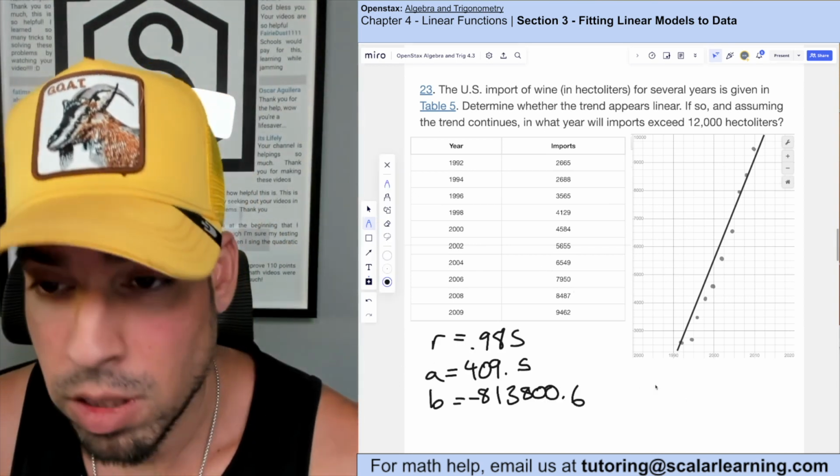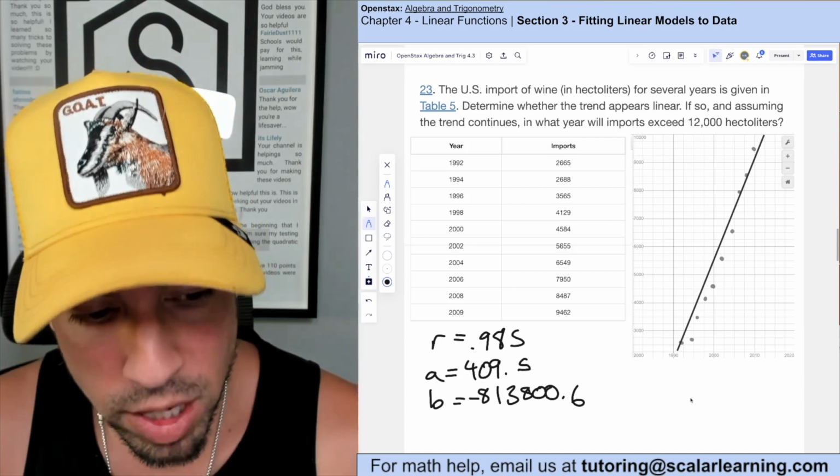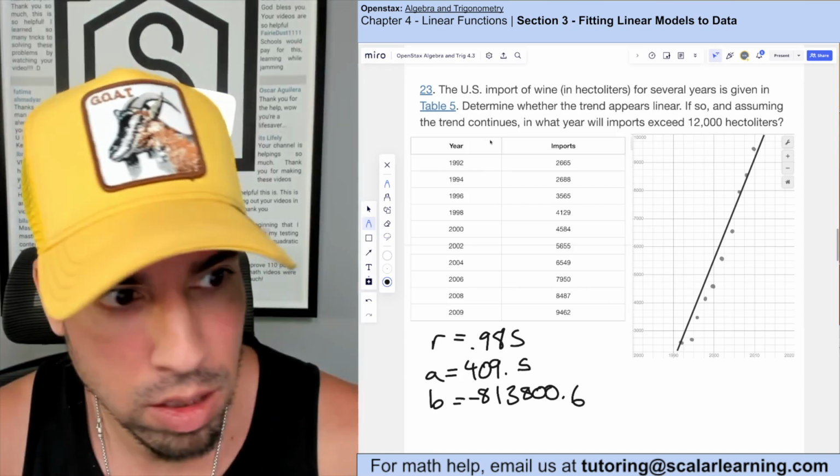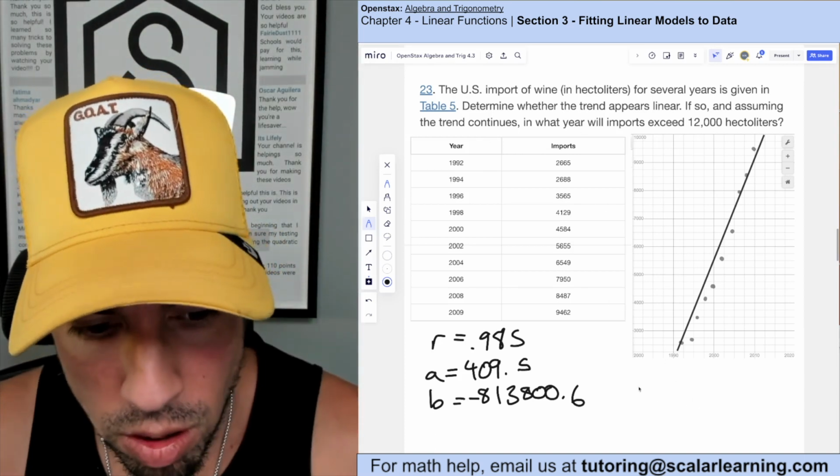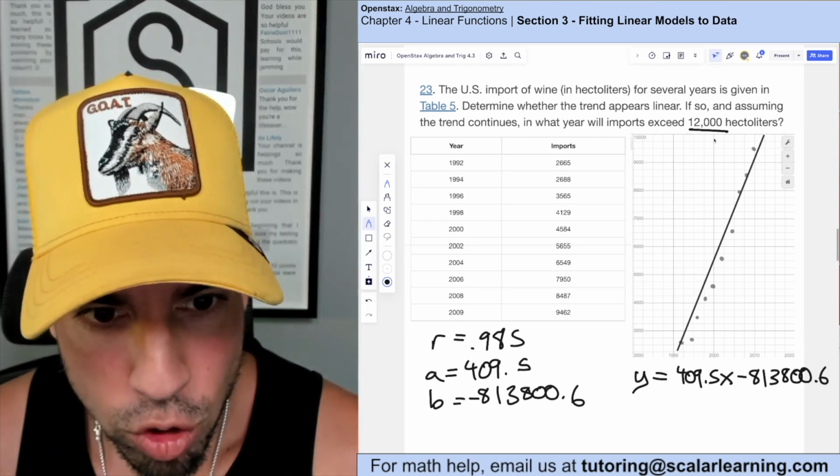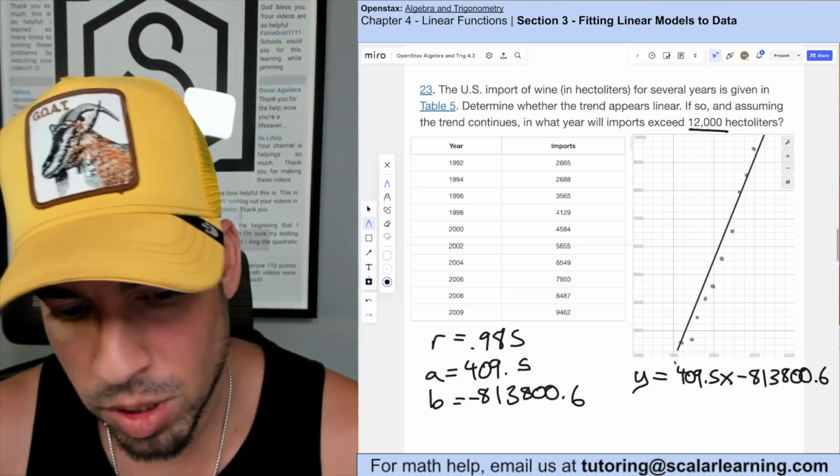So these are the values, and then if you put that in a linear equation to approximate this value of 12,000, it would look like this. Last but not least, we'd plug in 12,000 for Y, and then we'd solve for X.